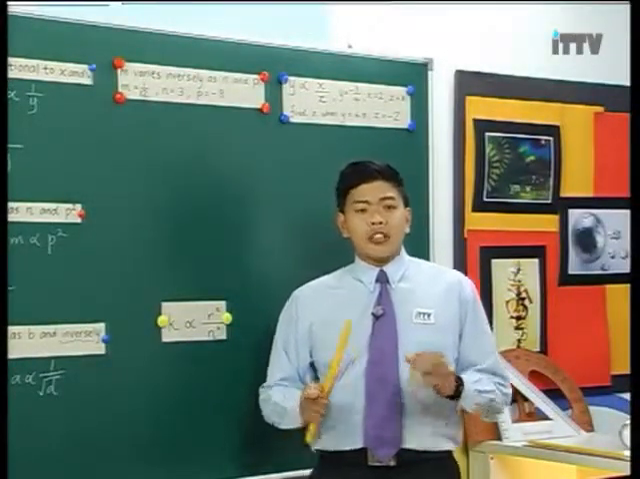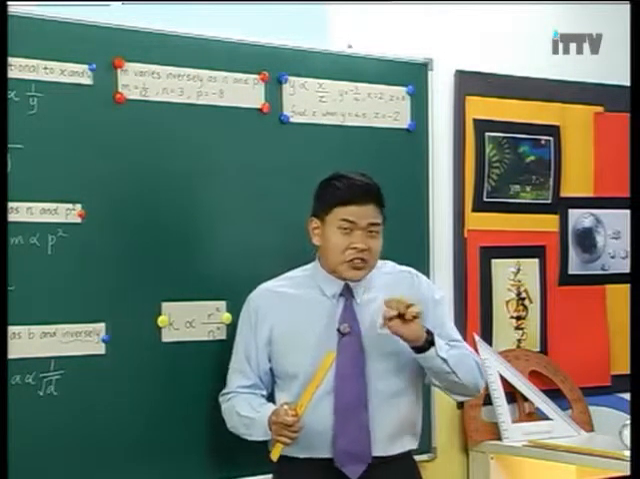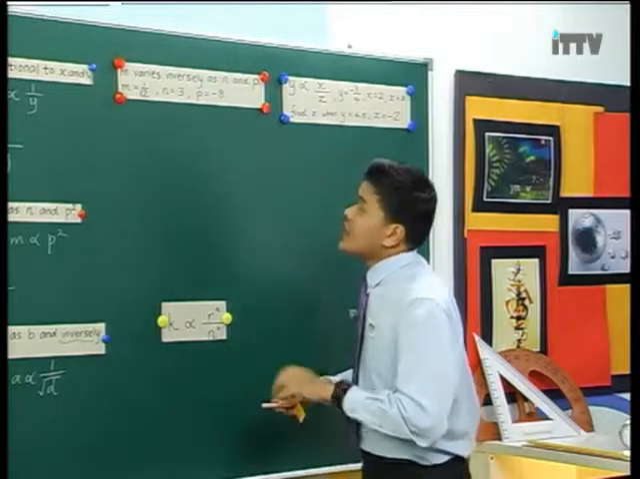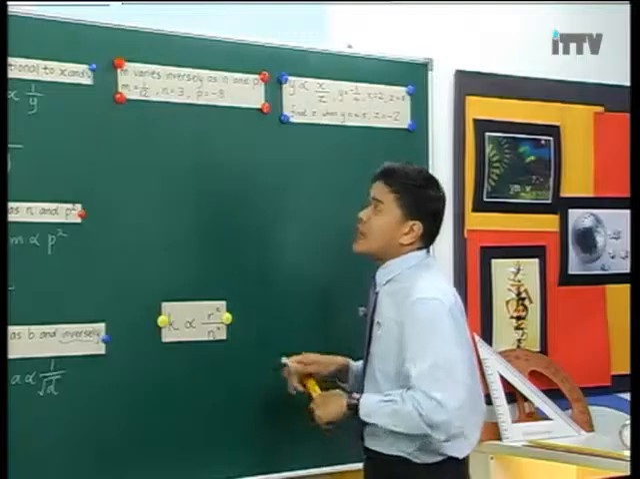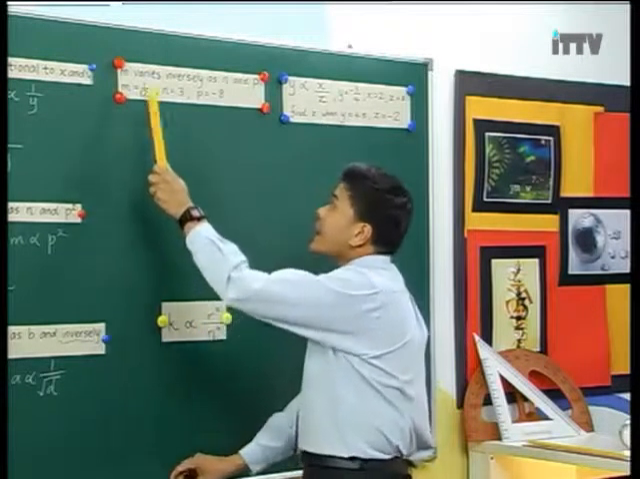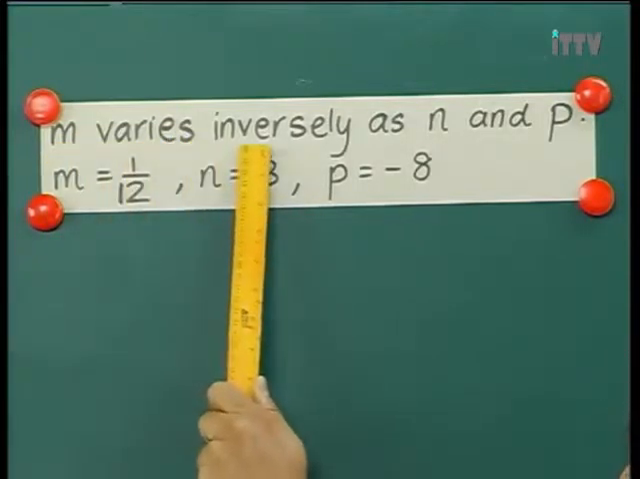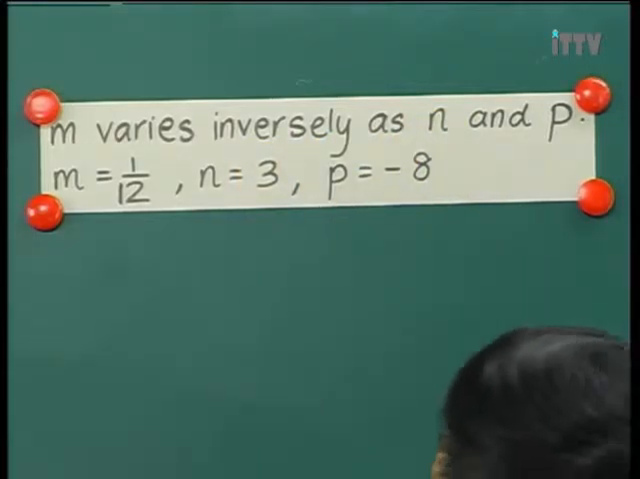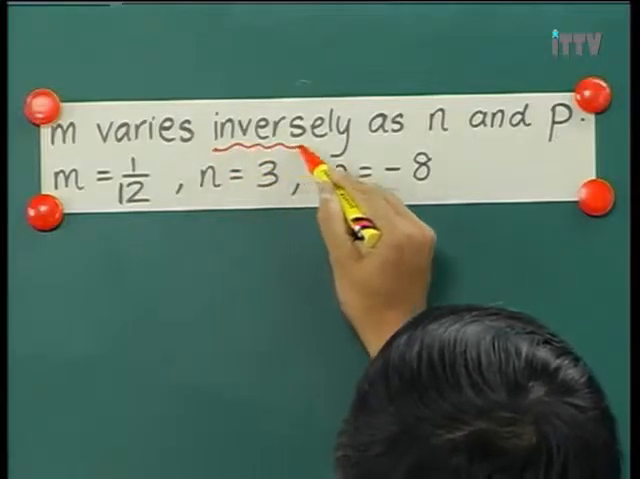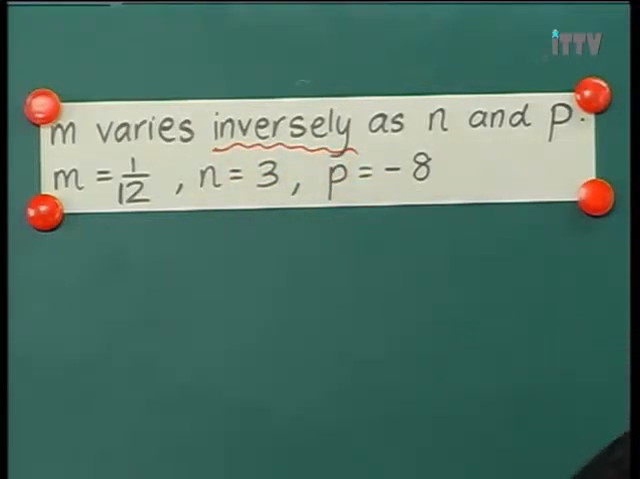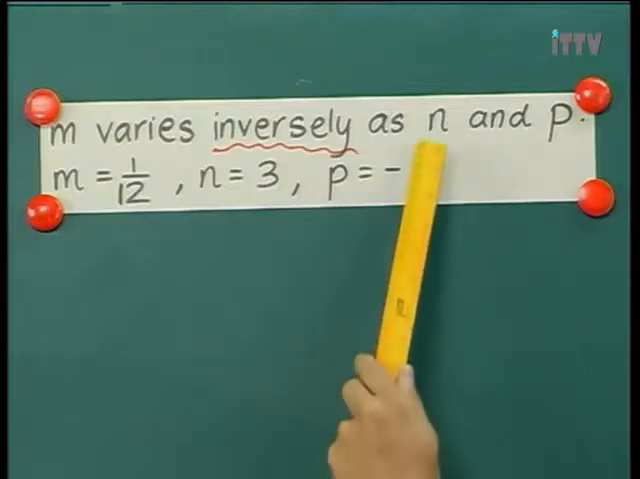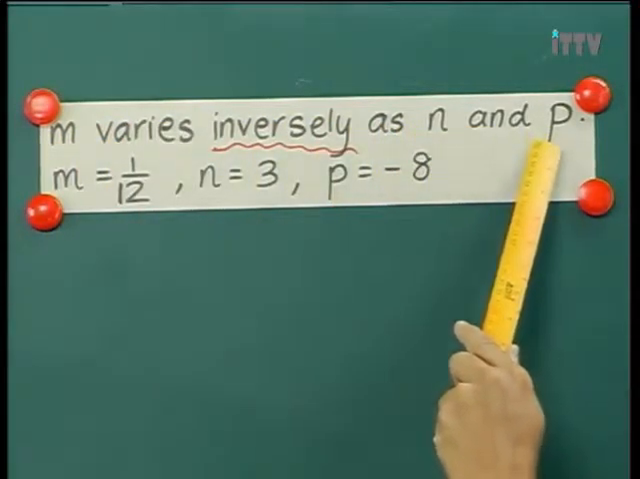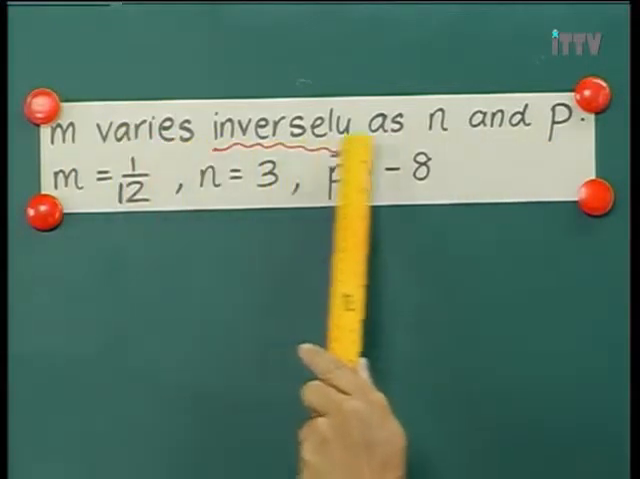Remember, when you see a question, always try to extract the important parts and actually write them down. I've already written down the main parts, and this is the most important part. M varies inversely as N and P. This is very important because they mention inversely, which means inverse variation is happening, as N and P. Since we have three quantities, M, N, and P, M varies inversely as N and P.